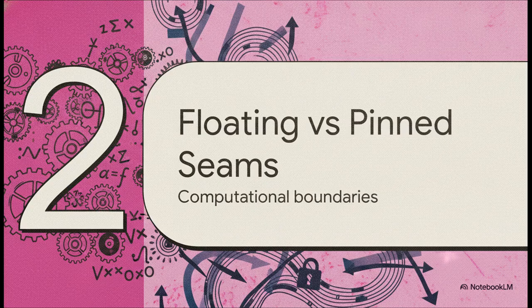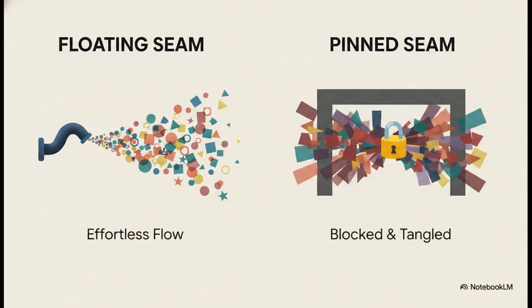Moving on to part 2, floating versus pinned seams. So the Bailey-Borwein-Plouffe, or BBP formula for pi, is essentially our Rosetta Stone here. It's this brilliant spigot algorithm that lets you extract any digit of pi directly, and it does this by using a floating seam. That just means the computational transition point moves perfectly with whatever digit you're trying to find. It's basically a printer for pi. Now, on the flip side, SHA-256 intentionally engineers that printer right out. It uses a pinned seam that's locked at a very specific point, creating a universal choke point that forces all the data through the exact same gateway.